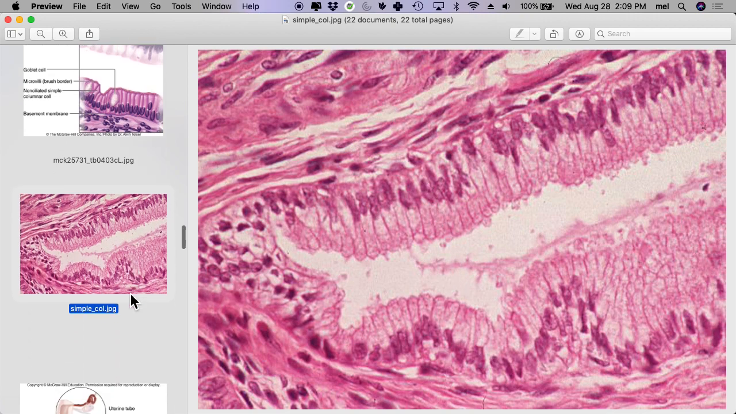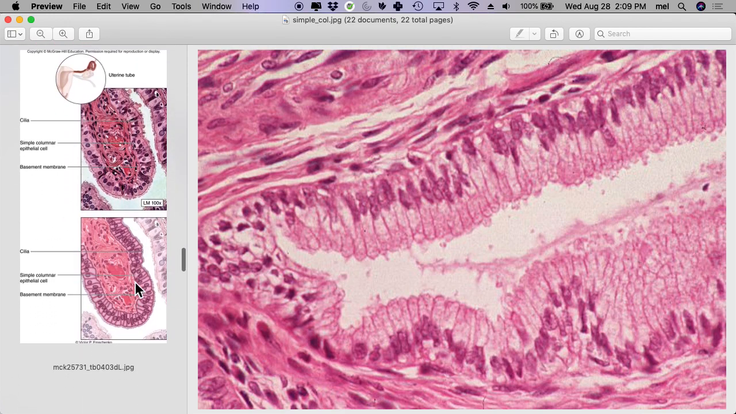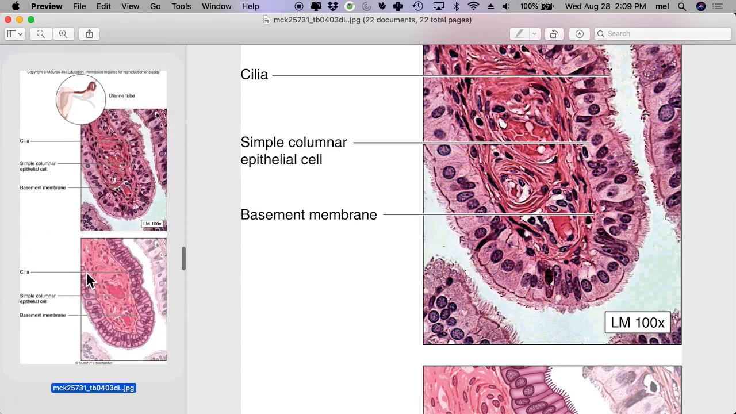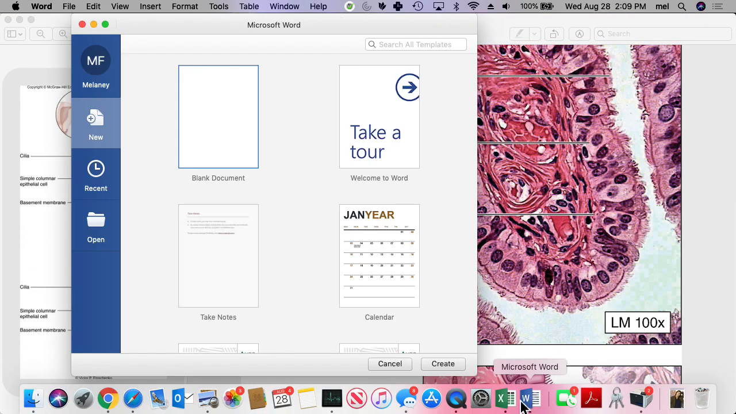All right, so now let's look at a couple of other ones. Now these are a little different, and we'll get to the differences in just a second, but focus on the similarities first, especially if I point to this area right here. Can you tell that this is a simple columnar epithelium? Yeah? Good. All right.